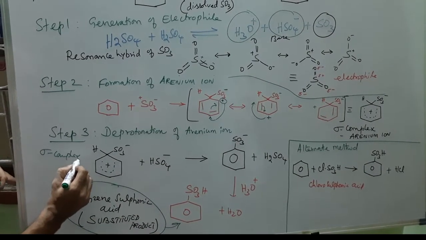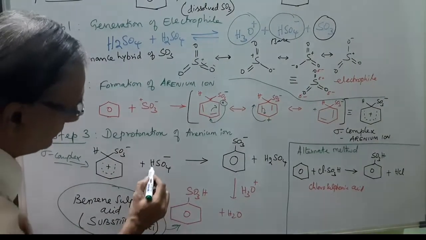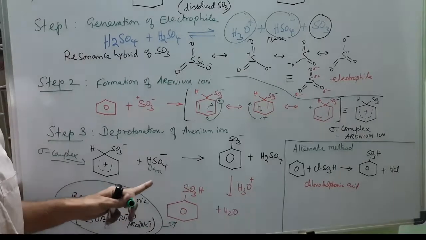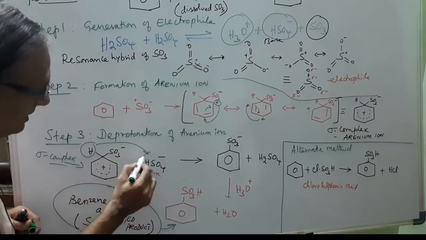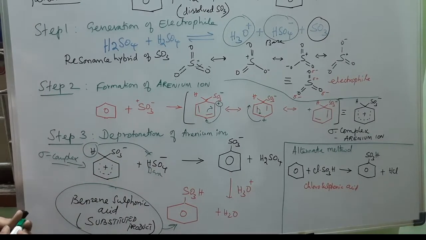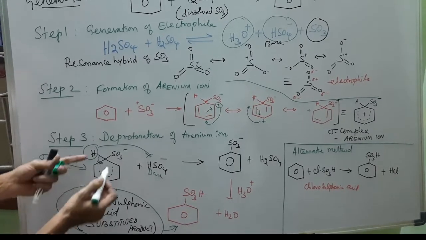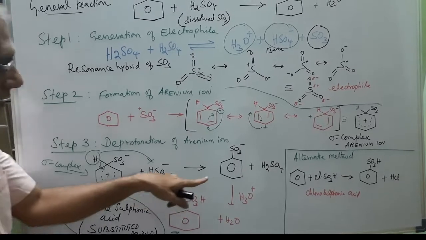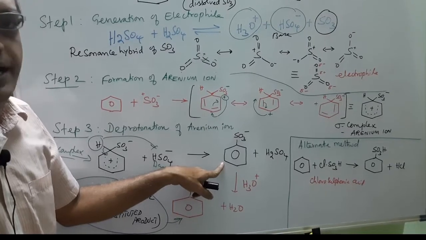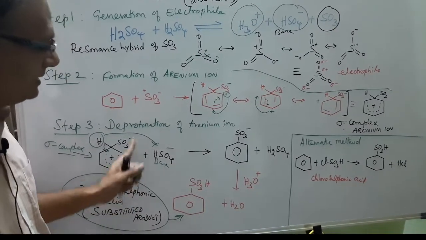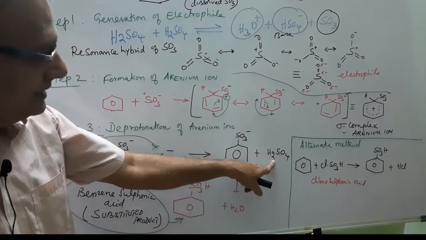Either way we can focus on this sigma complex, and HSO4 minus is our base. So, as usual, as we pointed out, the base is to abstract the proton. So, abstraction of the proton by the base will take place. So, what will happen is our delocalized pi electron is shifted towards the benzene ring to retain our aromaticity of the arenium ion. So, the arenium ion regains the aromatic nature by giving a substituted product, and sulfuric acid is resulted.